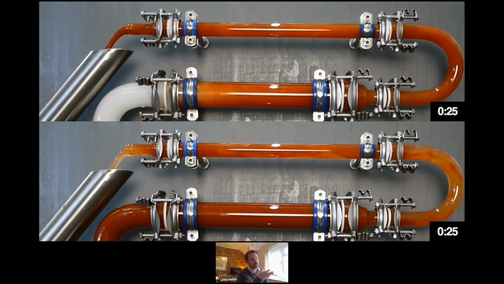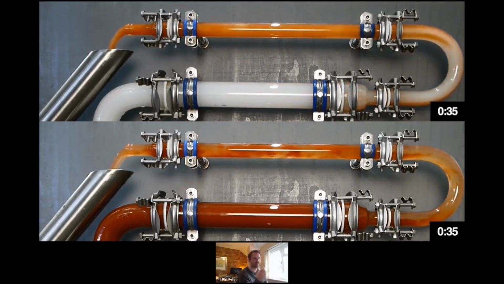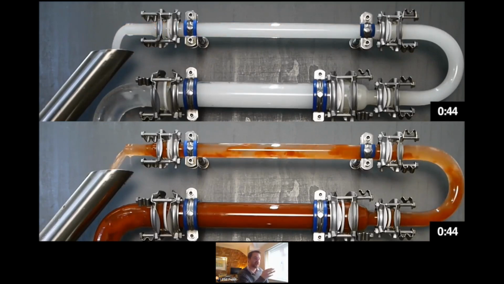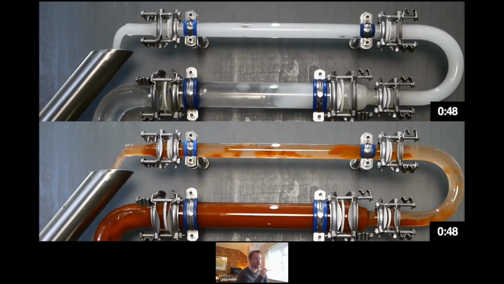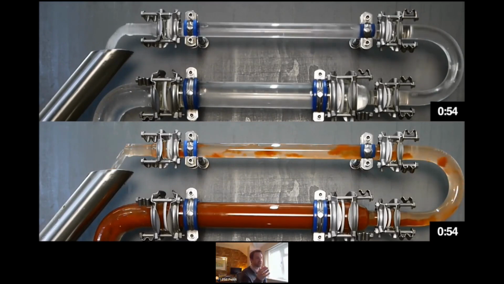So you can see the top pipe being ice pigged. Very quickly picks up all of that material, removes it from the pipe, changing diameters, bends, no issue. And then there's a short flush to push the ice out of the pipe. And then you are left with essentially a clean network full of clean water afterwards.